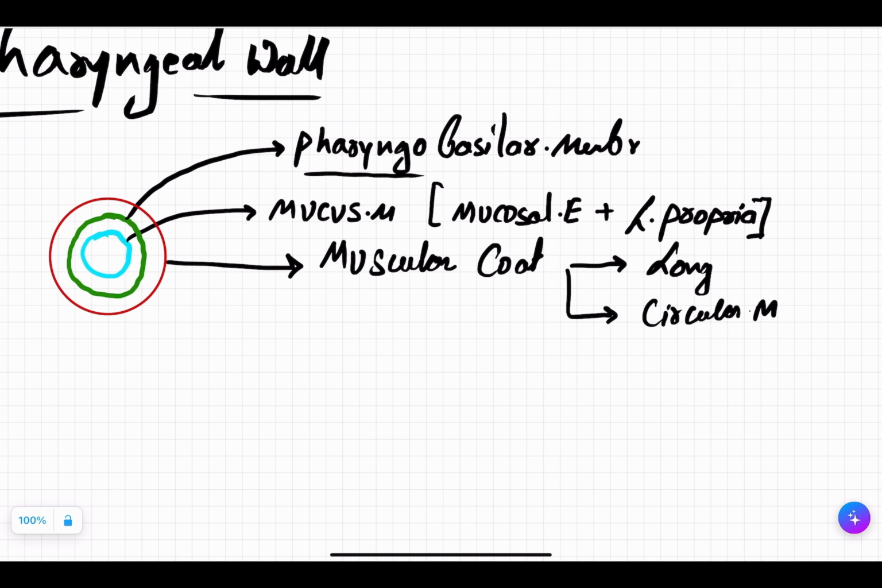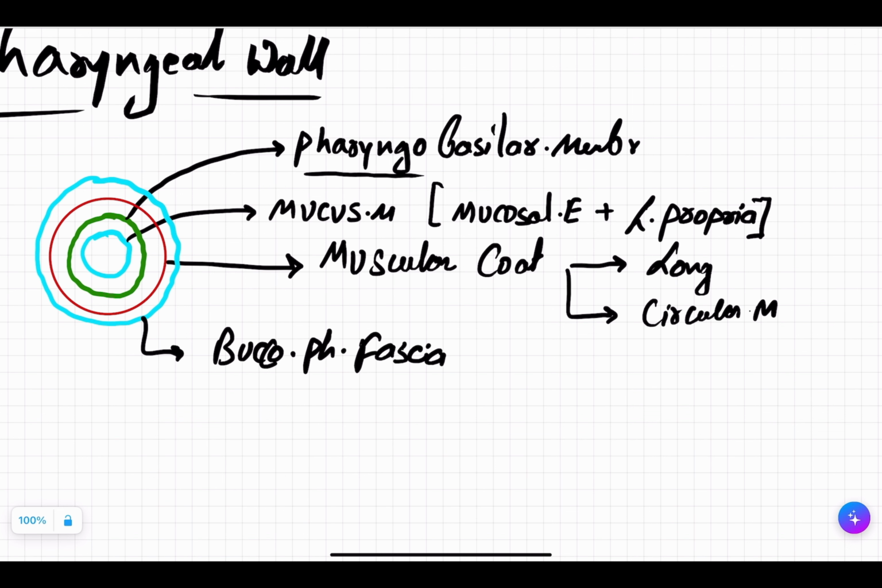And on the outermost part, you have a fascia known as buccopharyngeal fascia. This is your buccopharyngeal, BUCCO, pharyngeal fascia. हम fascia किसे कहते हैं? Fascia are the structures which encapsulate or cover our muscles.